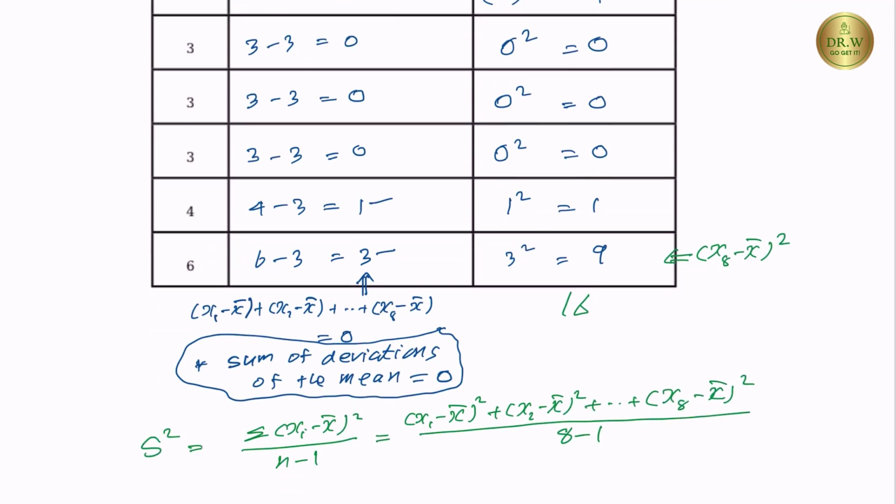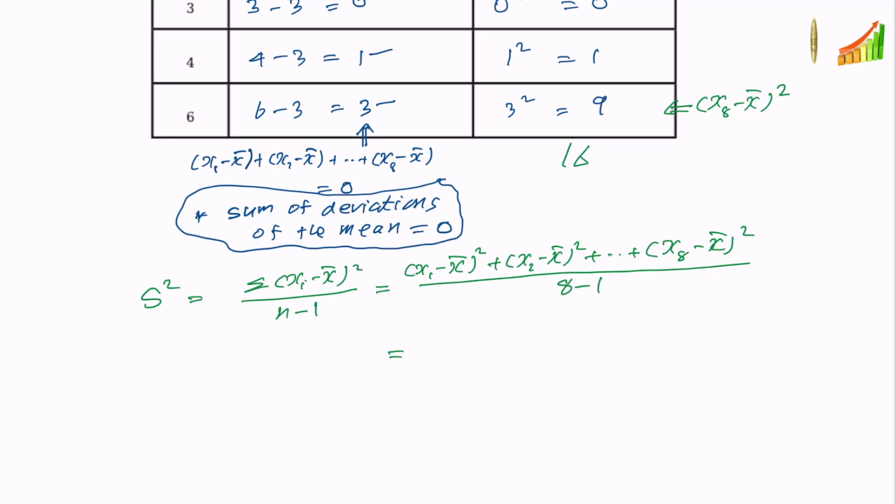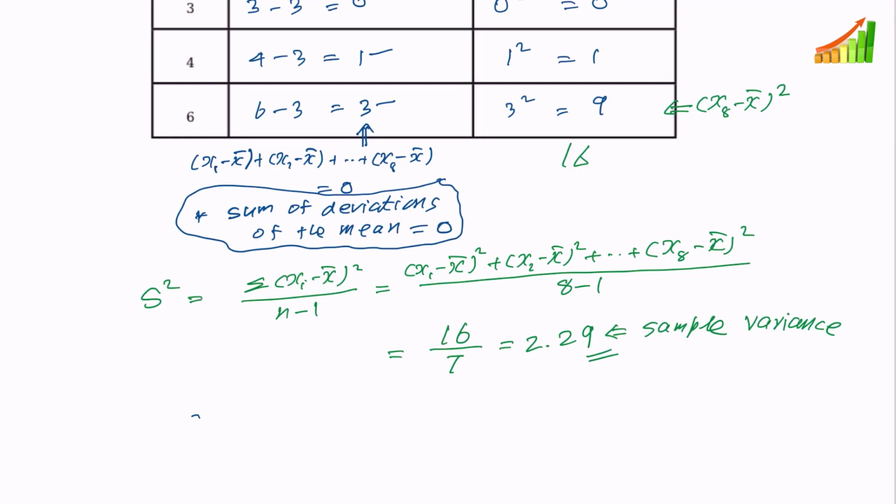The sum is 16, right? So we get 16 divided by 7. 16 divided by 7 is 2.29 to 2 decimal places. That is the sample variance. How do we find the sample standard deviation? That is S, the square root of S to power 2, right? Then the square root of 2.29. So what is that? That is 1.51.